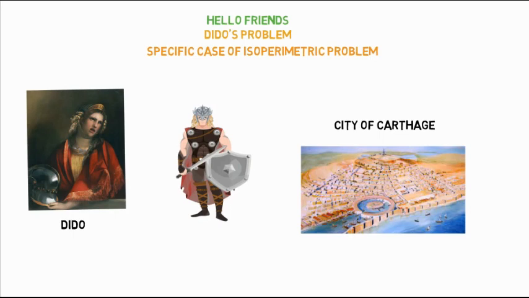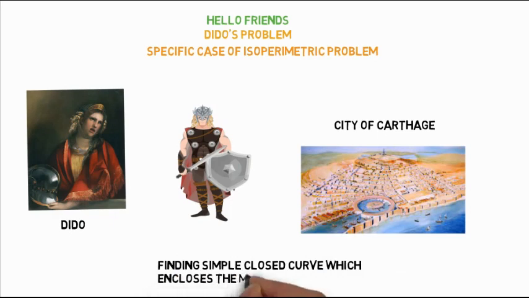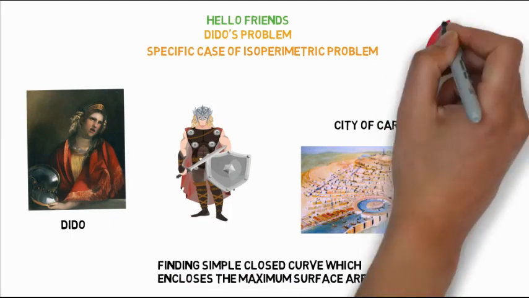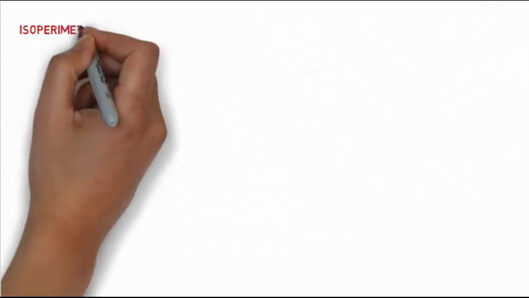Mathematically, this is like we need to find a simple closed curve which encloses a maximum surface area inside any polygon. Now, this was named Dido's problem, and we need to know the isoperimetric problem rule before doing this problem.